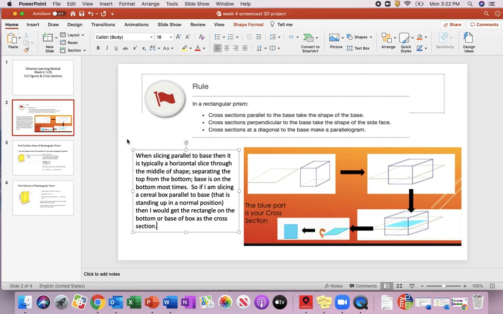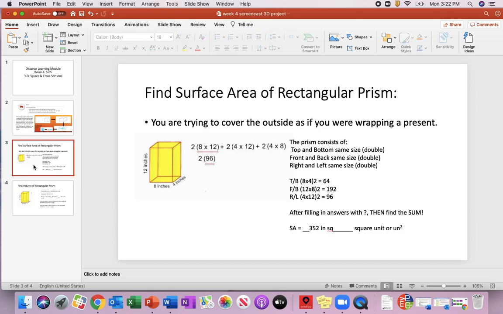Okay, so the first 2 questions have to do with what is your shape, including the units, and what is the cross section. Questions 3 and 4 have to do with surface area of a rectangular prism. So look at the shape here that I've included for us to work on for surface area and volume. You cannot use the same measurements 12, 8, and 4 in your project because we are doing the work together now.